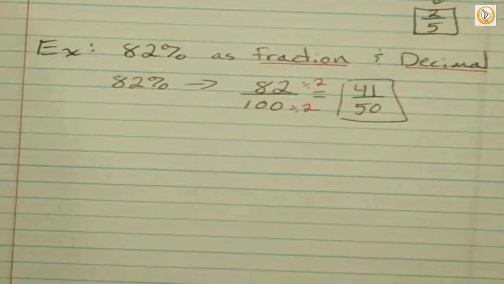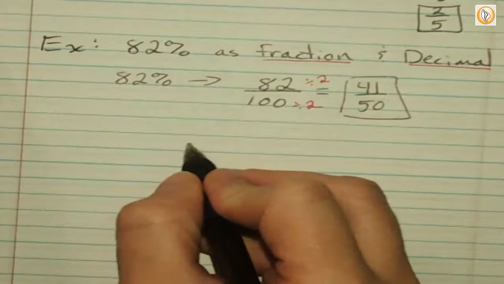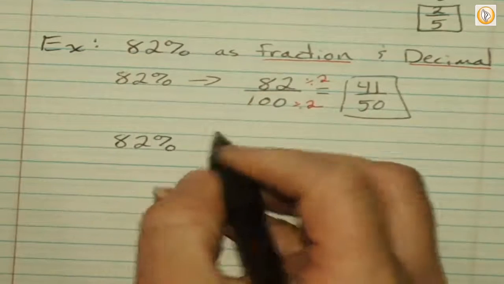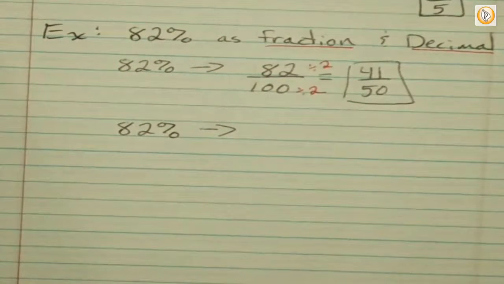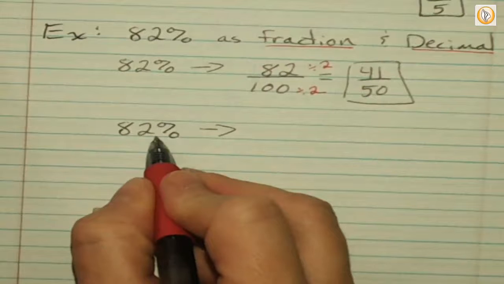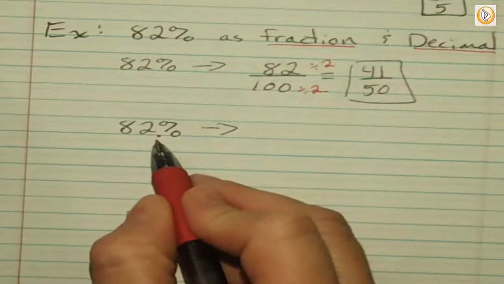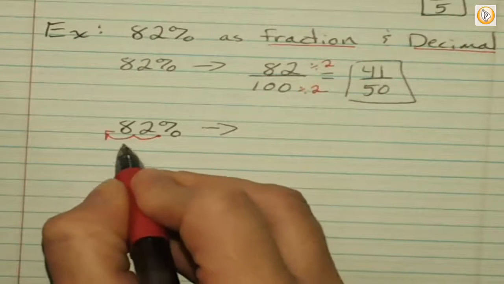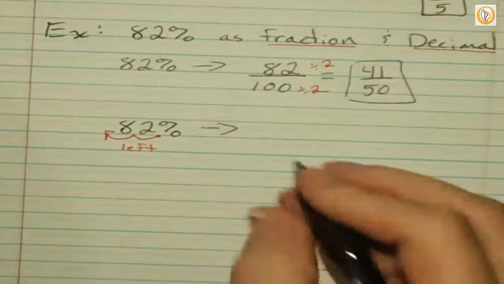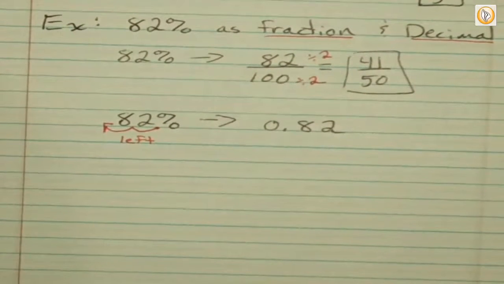So you just take it, put it over 100, and reduce it. That's not bad. All right, let's change it to a decimal, the easier part. There are all kinds of different ways you could do this, but the way I like is pretend you have an imaginary decimal right there, and you move it to the left 2 places. And you get 0.82. There you go.